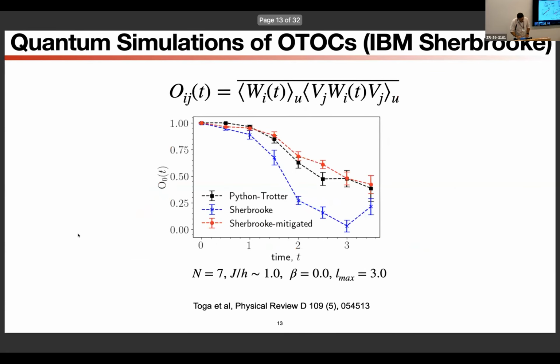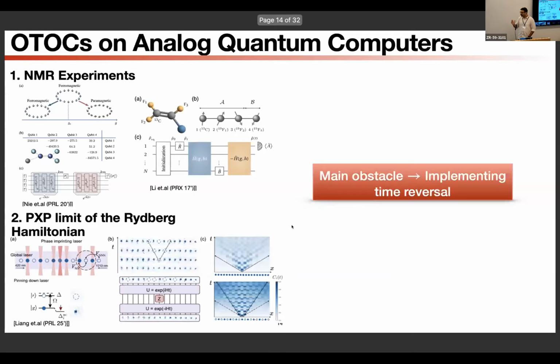If you actually go ahead and calculate those averages, you can see that this captures the dynamics of the OTOC pretty well. Here, the black dots are the simulation, and the red ones are the error-mitigated Sherbrooke results. You can see that it agrees with the simulation very well up to 8 Trotter steps. This was done using 7 spins at the critical point of the hyperbolic Ising loop. But this is a talk about analog quantum computers, so let's go back to analog quantum computers.